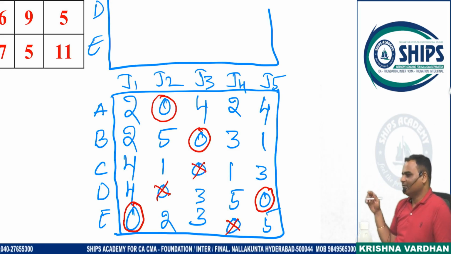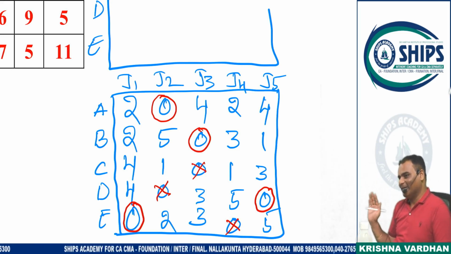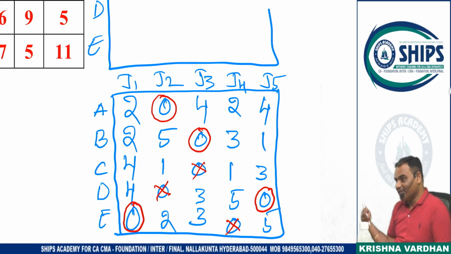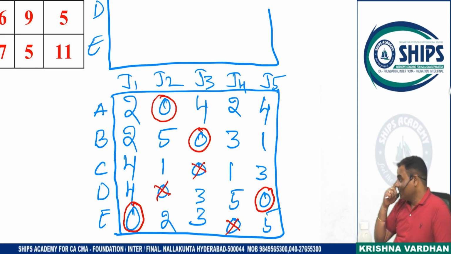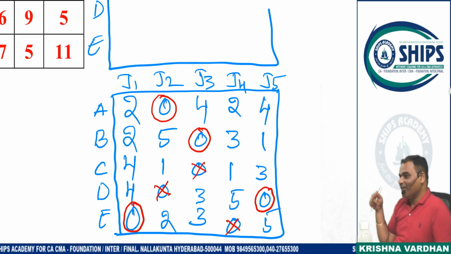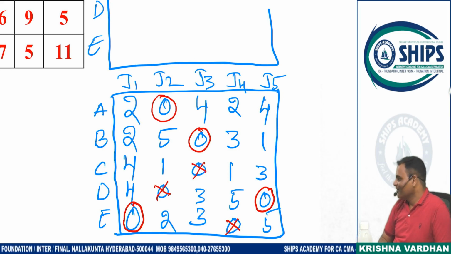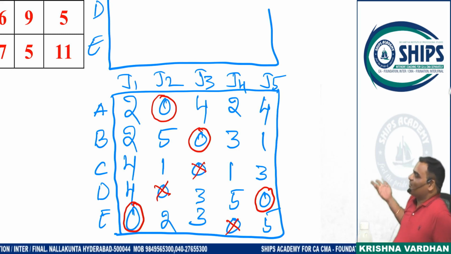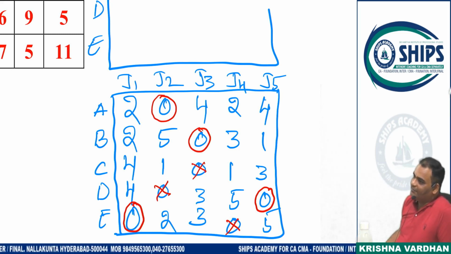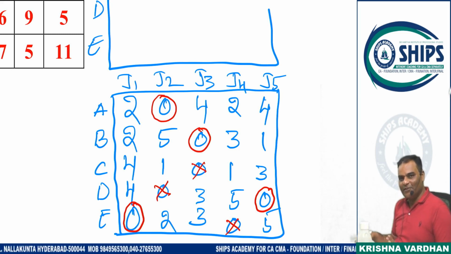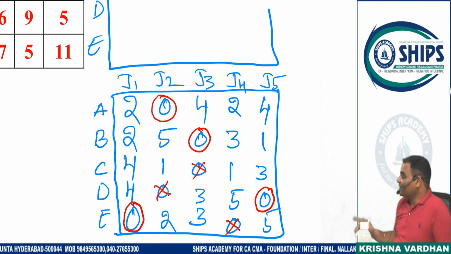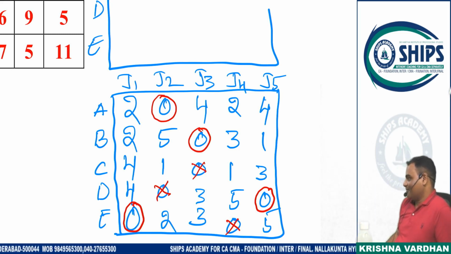Where should I draw? You can draw in any manner. But if you want the answer very fast, choose the row or column where you have maximum zeros. First draw the line there. So in this matrix, first of all, how many lines should I draw? 4. Which line should I draw first?